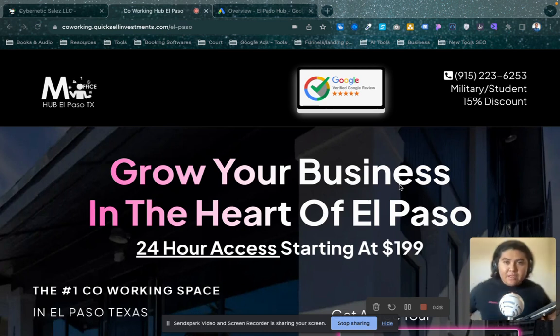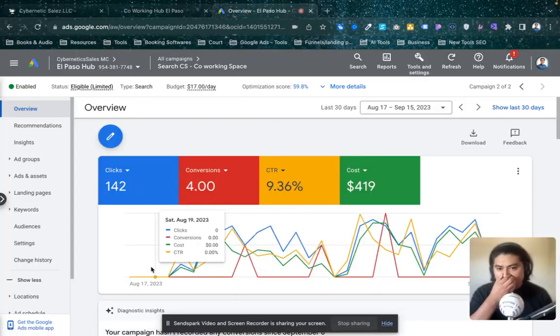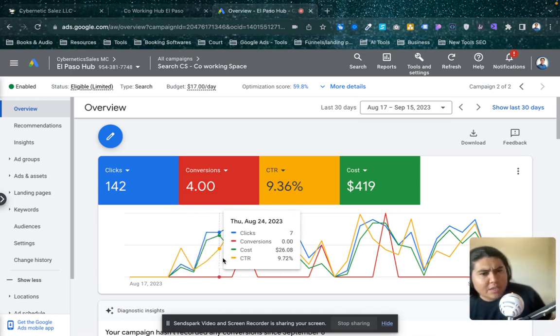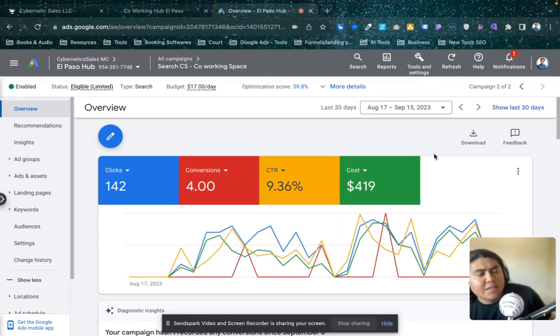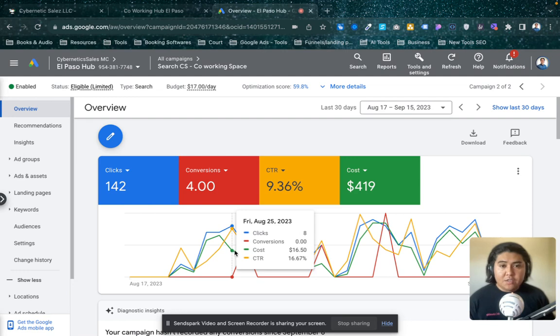Okay. So let me restart the page. First, we're going to break down the actual landing page, and then we're going to get into the actual Google Ads. This is a fairly new campaign. I launched it on August 20th, and we're about to hit almost a full month. It's a smaller account, we're not running that much money on it, just like $400, $500 a month, $17 a day. We got 4 conversions out of it, which is awesome within the first month.